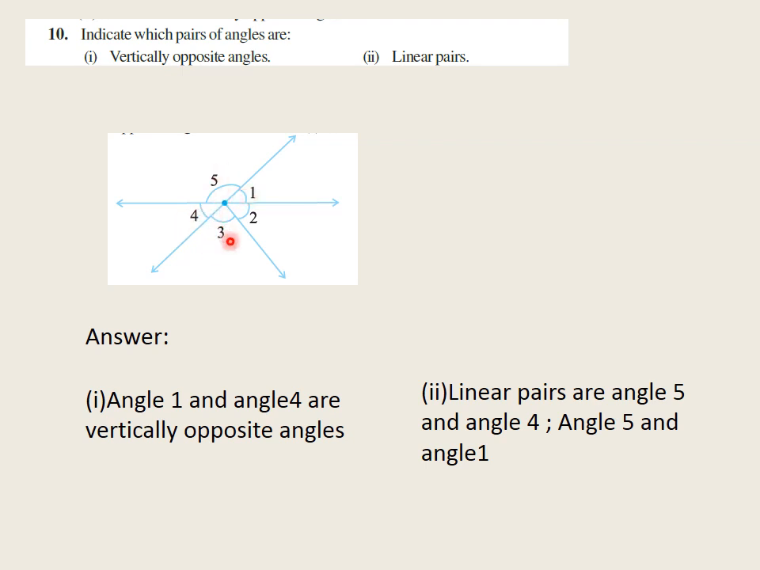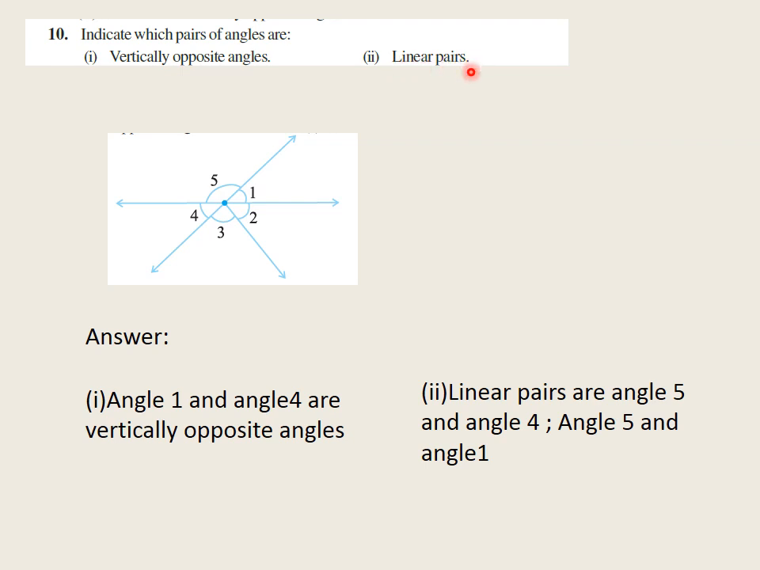The remaining are not vertically opposite angles because there are only two lines which are properly intersecting. So angle 1 is opposite to angle 4. Only angle 1 and angle 4 are vertically opposite angles. Now let us go to the second question.